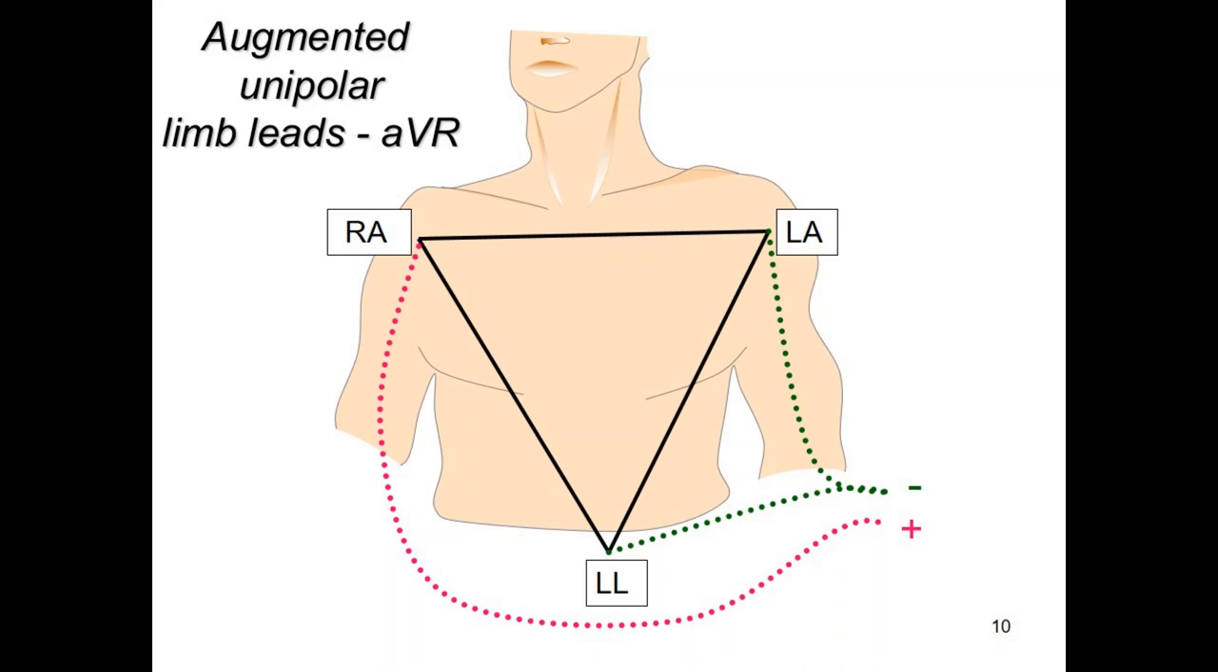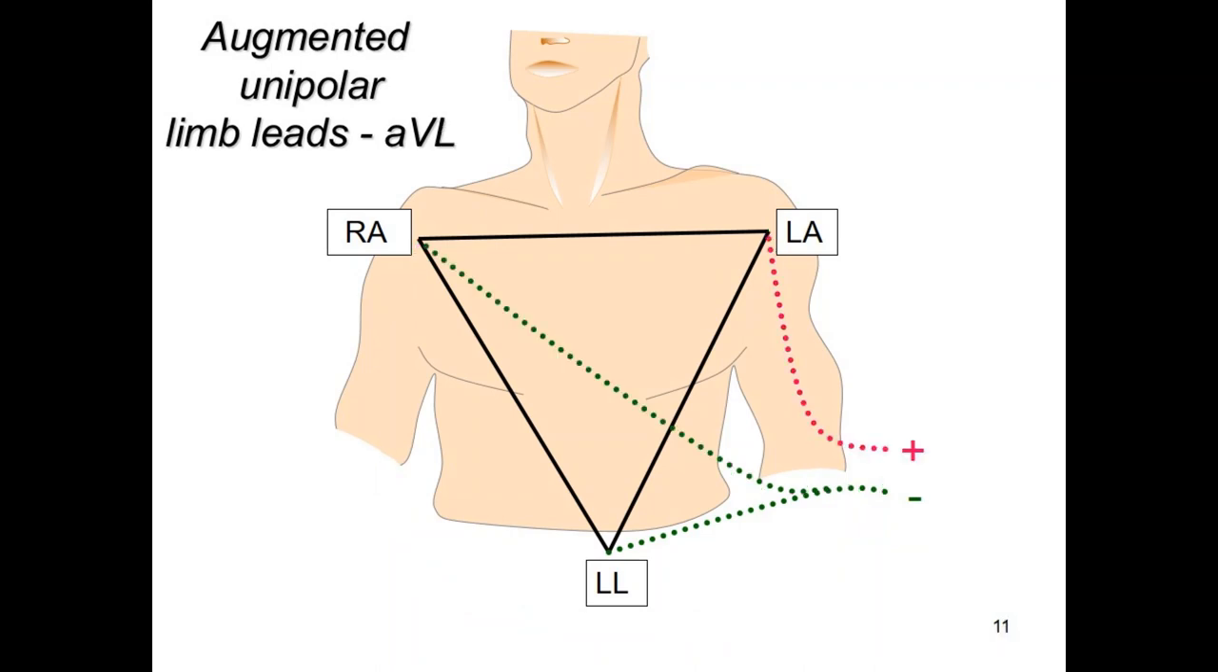This is the AVR. V is unipolar. A is augmented because there is an augmentation process, amplification. I will not go into the detail. R is right arm. Now AVL, similarly, augmented unipolar left arm lead. L means left arm. So the left arm is the positive active electrode. The negative, zero potential is formed by the other two limbs, right arm and left leg. So the active electrode is on the left arm. So AVL.